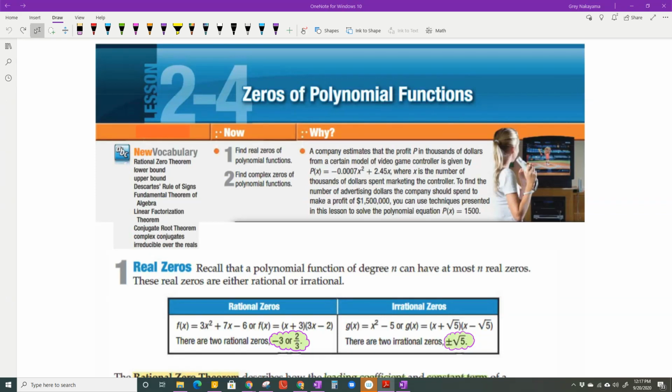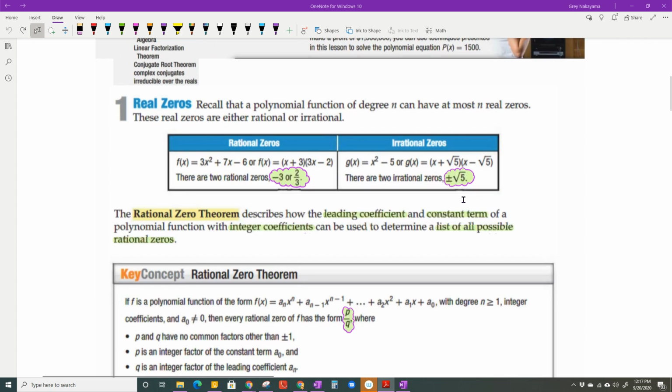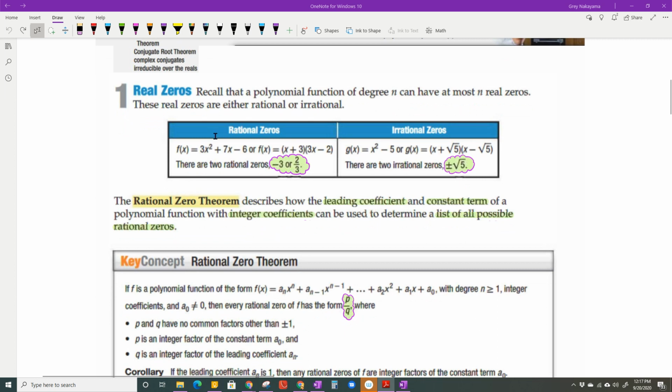Okay, today's lesson is 2-4a, zeros of polynomial functions. Part A is concentrating on the real zeros of functions. Part B will concentrate on the complex zeros. So, to start off with, real zeros are either those that are rational or irrational.